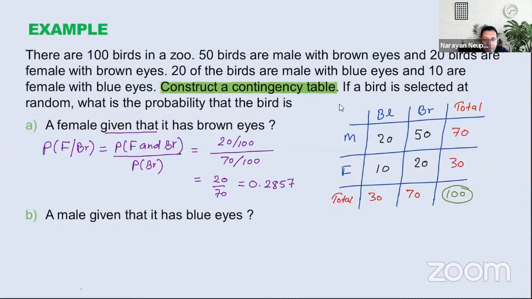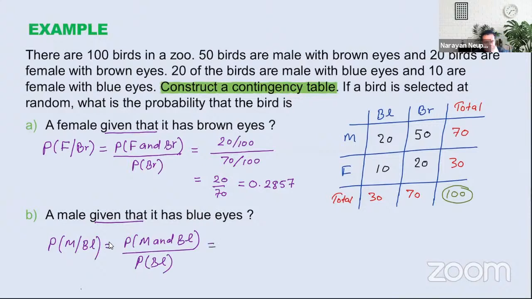In part B, similar question: if a bird is selected at random, find the probability that the bird is a male, given that it has blue eyes. Now, if I want to write the formula for this, this is a conditional probability because we are given that. So it will be probability of first and second: the probability that it's male and blue-eyed divided by the probability that it is a blue-eyed bird.